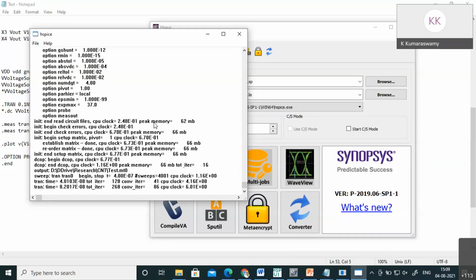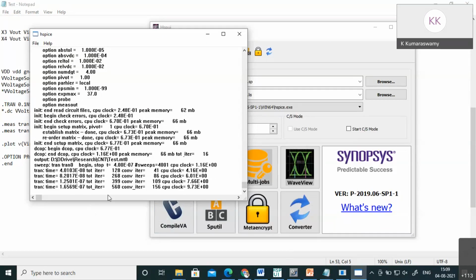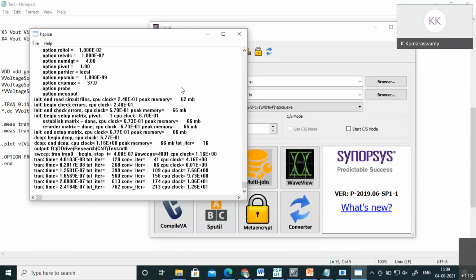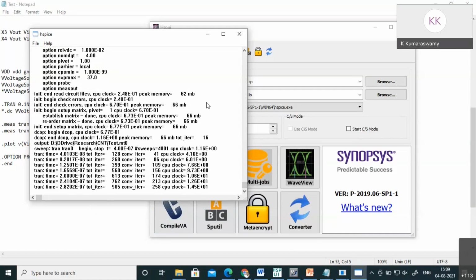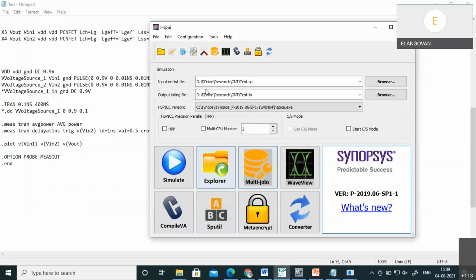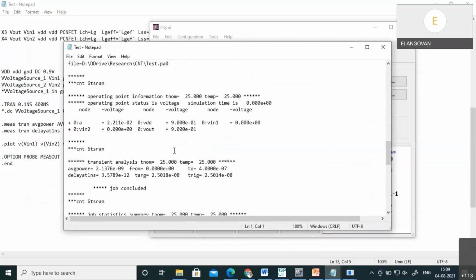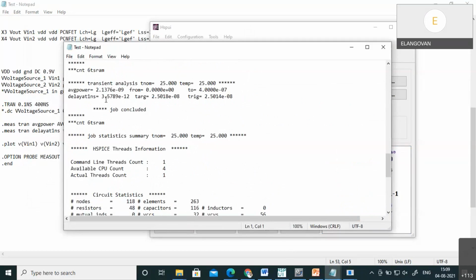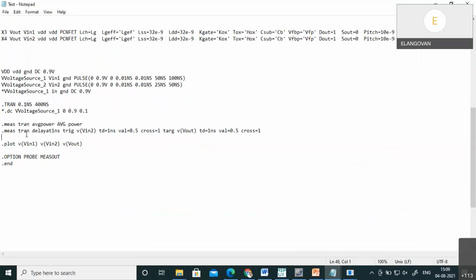Yeah, this is the delay that's coming, 3.578 picoseconds. So this is the syntax for power and this is the syntax for delay. Any more questions? You can ask your question.